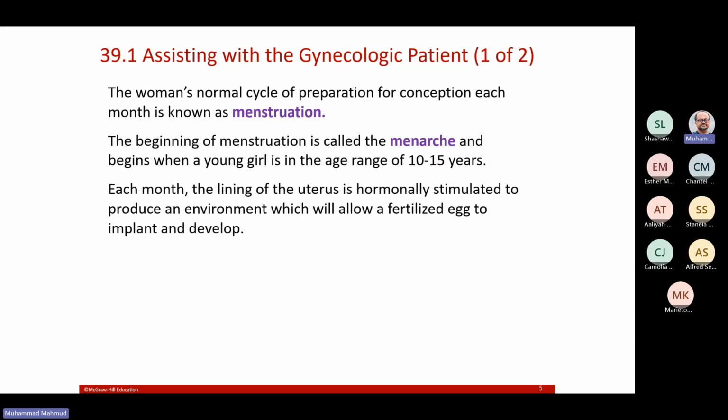The woman's normal cycle of preparation for conception each month is known as menstruation. The beginning of menstruation is called menarche, which begins when a young girl is in the age group of 10 to 15. Each month, the lining of the uterus is hormonally stimulated to produce an environment which will allow a fertilized egg to implant and develop.